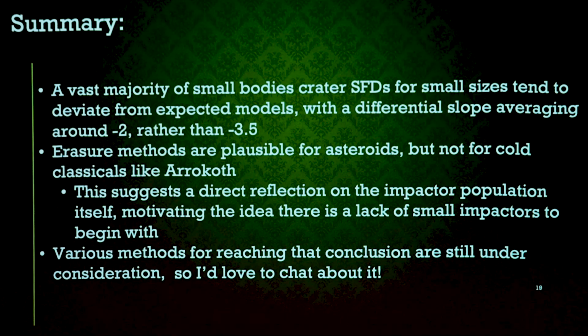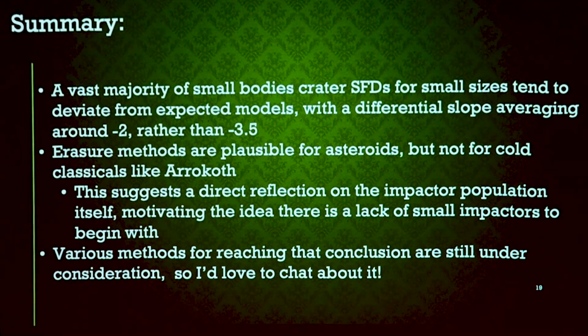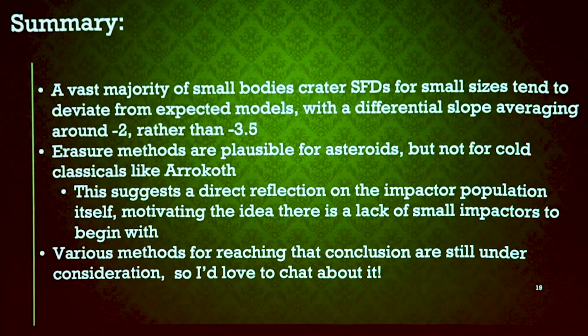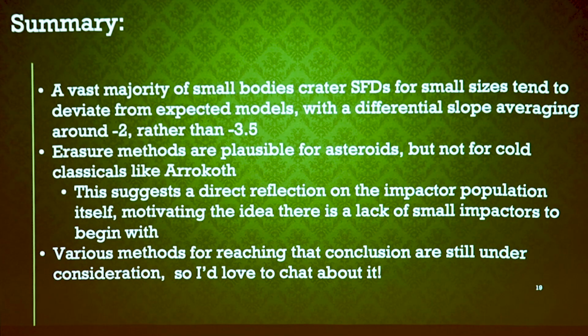And there's a summary. A vast majority of the small bodies' crater SFDs for small sizes tend to deviate from the expected model, averaging around -2 rather than -3 or 3.5. Erasure methods for asteroids are plausible, but not for cold classicals like Arrokoth. This suggests moving towards the idea that there's a lack of small impactors to begin with. And various methods for reaching that conclusion are still in consideration as we discuss in writing this paper.